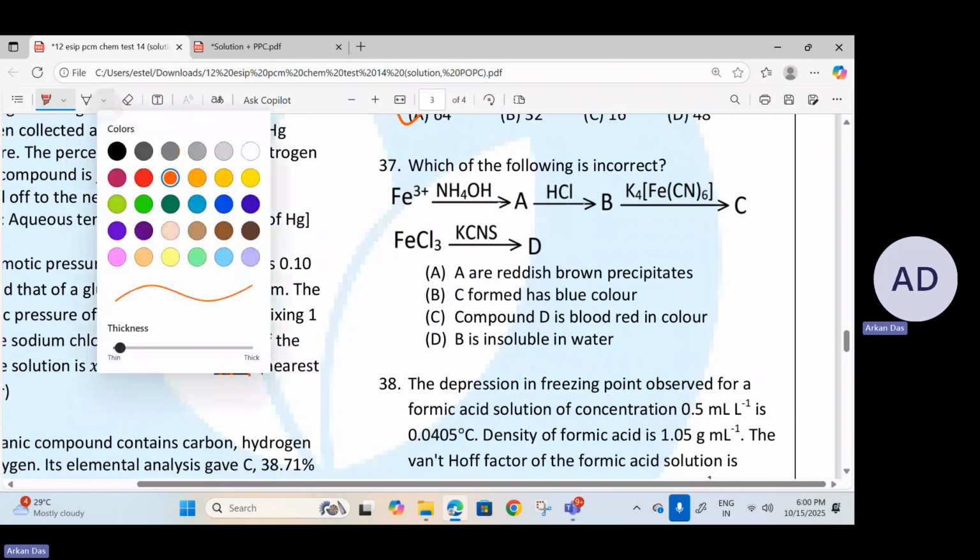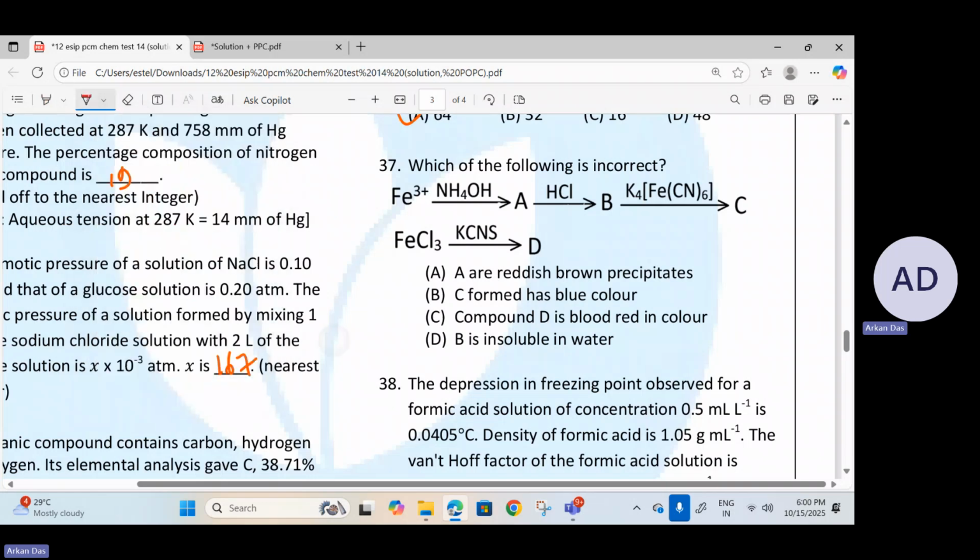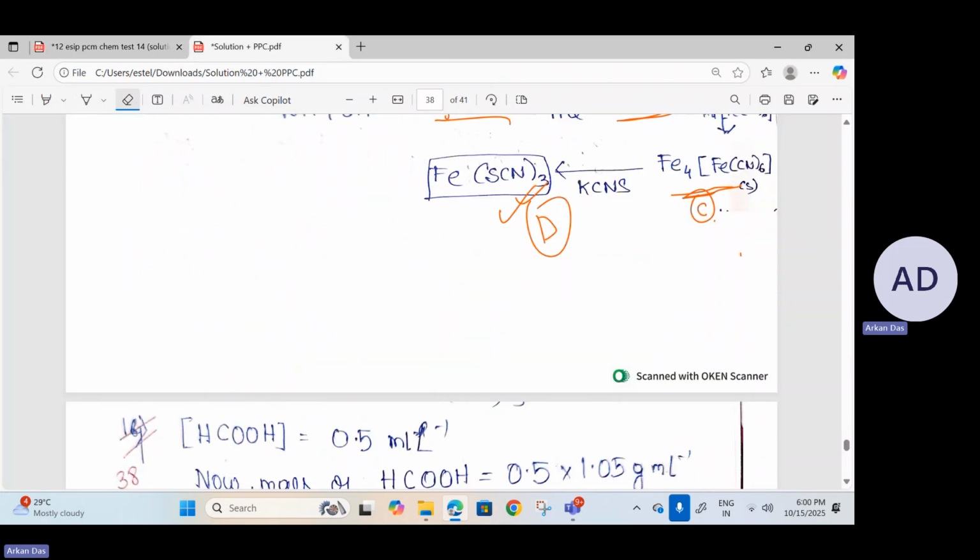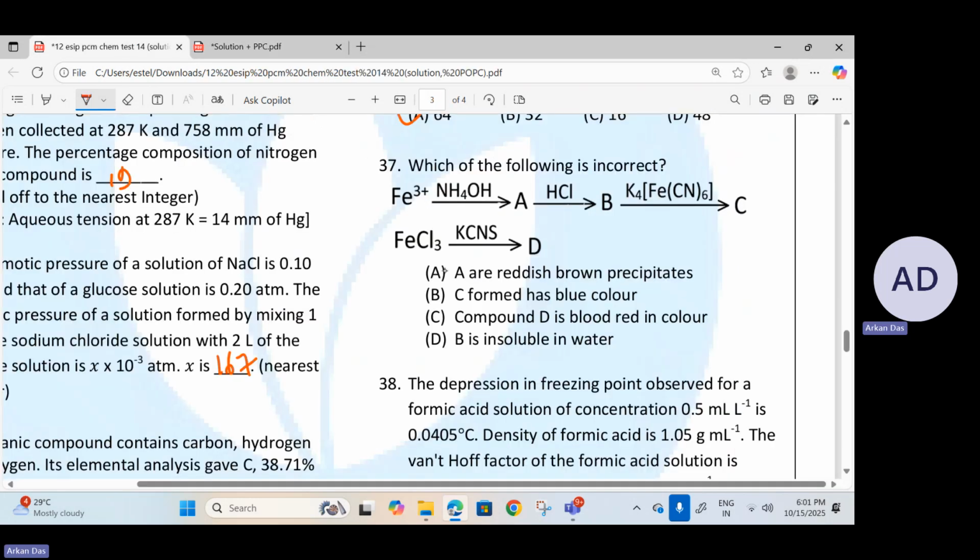So yeah, let's go for it. We are finding that this one is giving you what color? This one is going to give you Prussian blue color. So definitely the option A is correct.